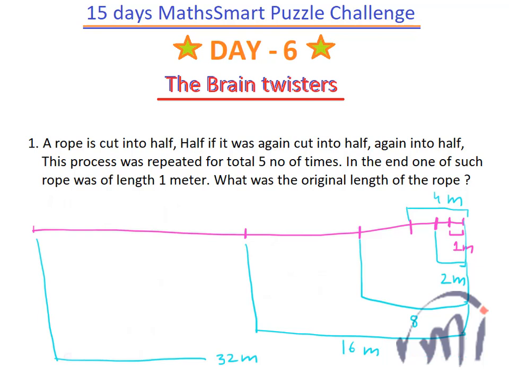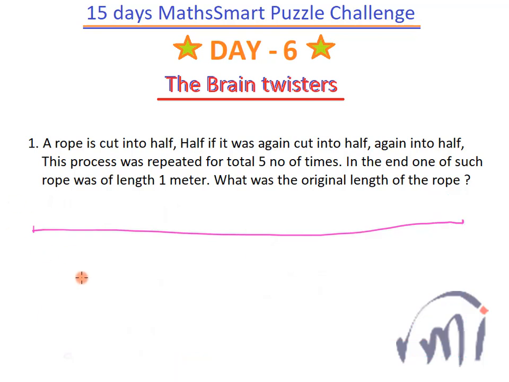And otherwise also, if I assume the length of the rope be x, when I cut it for the first time, one of the pieces will be half of x. And when I cut it for the second time, one of the pieces will be half of this much. So multiplied by 1 by 2 again. And this 1 by 2 will be multiplied to it for the 5 times, because I am cutting the rope 5 times and each time I am cutting one of the pieces into half.